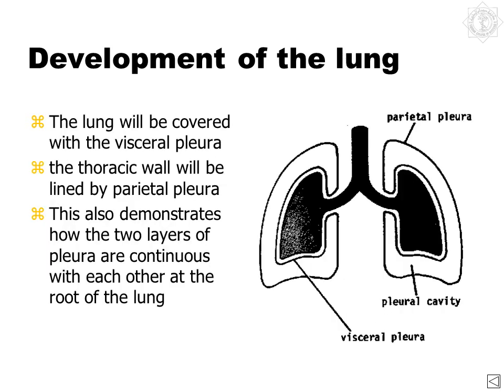The lung will be covered with visceral pleura. The thoracic wall will be lined by parietal pleura. This also demonstrates how the two layers of pleura are continuous with each other at the root of the hilum, or the root of the lung.